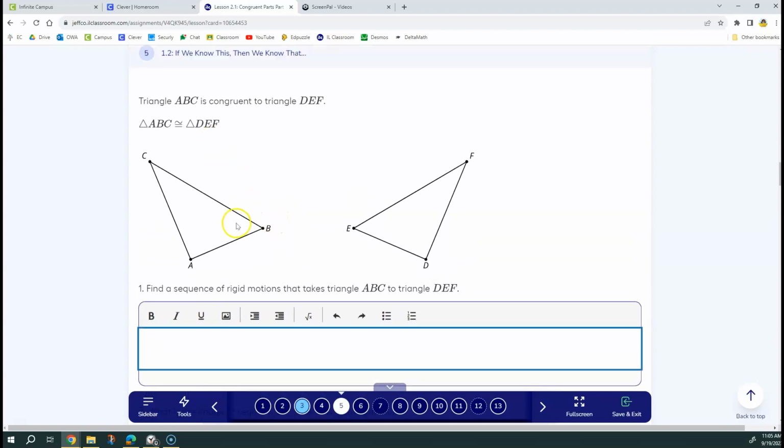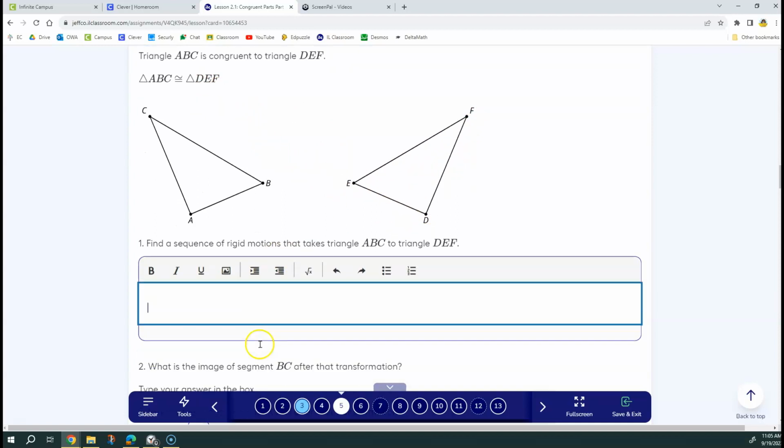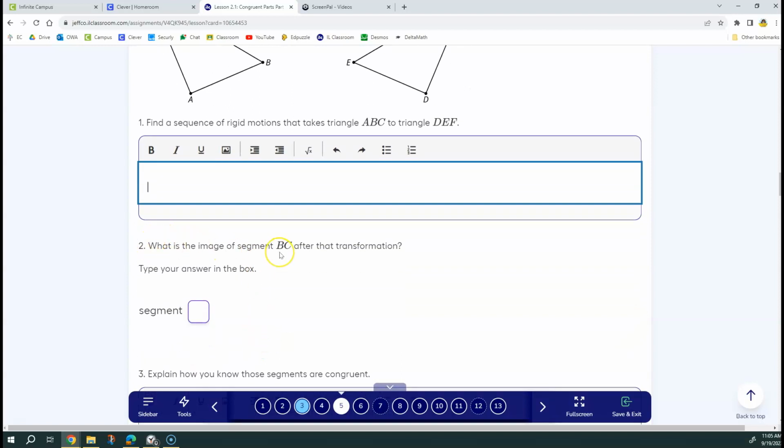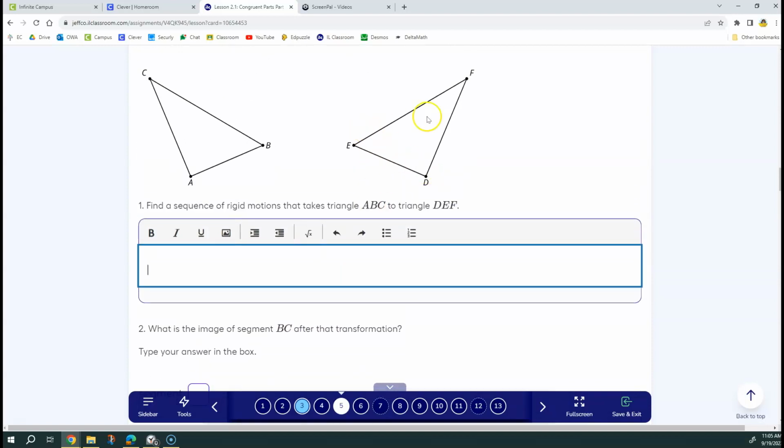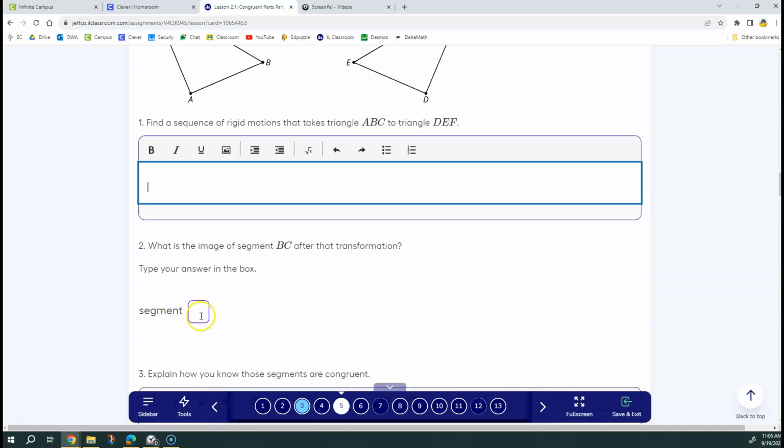Okay. And segment B to C up here, what matches up with segment B to C? Well, that would be the same spot on the triangle DEF, which would be segment E to F. So what is the image of segment BC after that transformation? What is the segment that's in the same spot here on triangle DEF? It is segment EF.